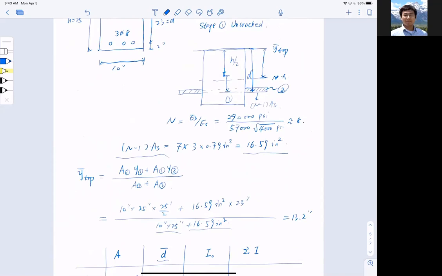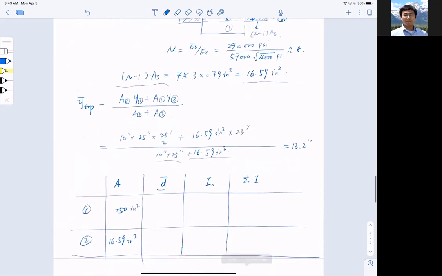and that is y bar top minus half H. So that is equal to 13.2 inch minus half H. H is 25, so 25 divided by 2. I naught 1 is 1 over 12 B H cubed, so equal to 1 over 12 times B, 10 inches, times H, 25 inches, to the power of 3. And sigma I basically adds up together.